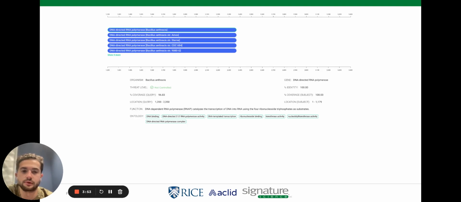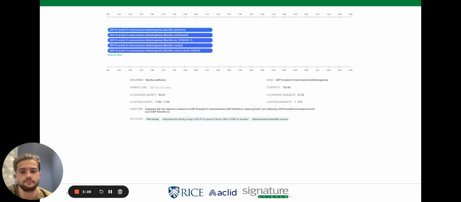Here we have an example of a sequence that identifies as deriving from anthrax, but the gene is a DNA-directed RNA polymerase. DNA-directed RNA polymerases are enzymes that help with synthesizing RNA from a DNA template and can oftentimes be found in lots of different organisms. And so in this case, while we have a match to anthrax, we also have a gene that's typically considered housekeeping.